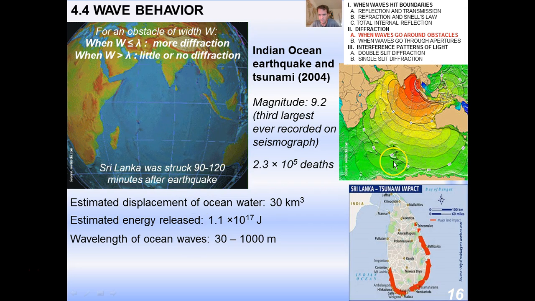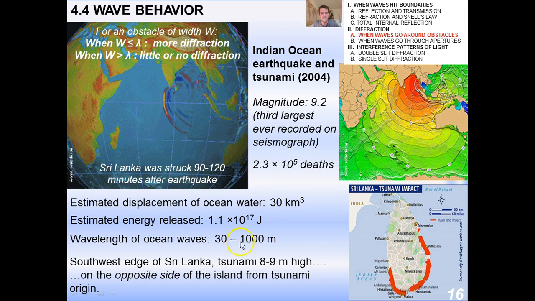So in this diagram here, you can see the diffraction around these islands, okay? Here's a close-up of the island of Sri Lanka. It turns out that lots and lots of people died, and there was a lot of damage on the southwest coast between Colombo and Galle, all right? Even though this side of the island was on the opposite side from where the earthquake originated, which was far, far to the east, okay? Turns out there was a tsunami 8 to 9 meters high on the other side of Sri Lanka, okay?